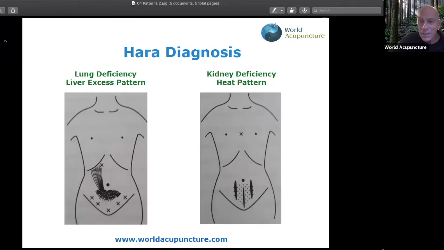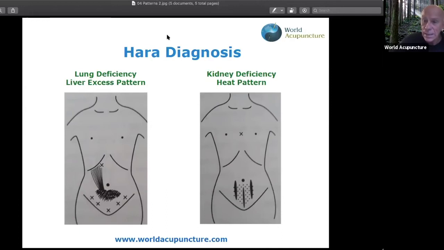Again, this is by no means the extent of the patterns, and certainly in Kampo medicine there are far more patterns. But it's a matter of getting the basics under control first, particularly in the practice of acupuncture. Probably more important in the herbal medicine to have the totally comprehensive diagnostic capacity with the abdomen, but that requires many years of study, and also I believe the mentorship of someone who's very expert in that area. So here we have the lung deficiency, liver excess.